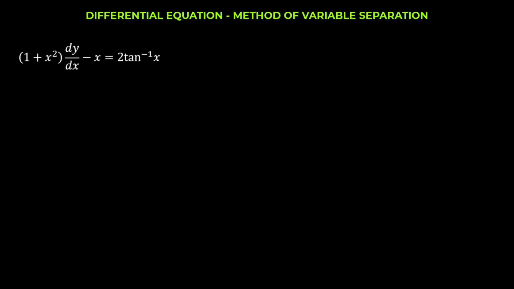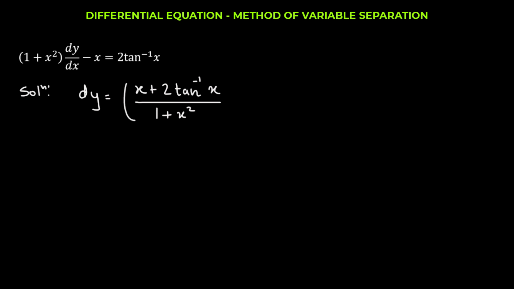So here we have the differential equation (1 + x²) dy/dx − x = 2 tan⁻¹x. So let's separate the differentials and write in terms of dy to get (x + 2 tan⁻¹x) divided by (1 + x²) multiplied by dx.